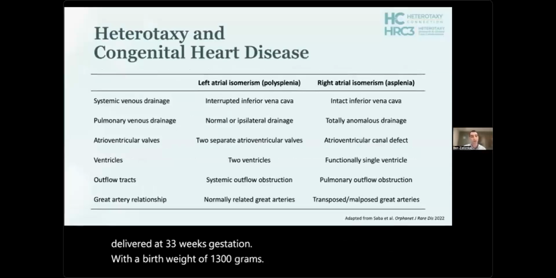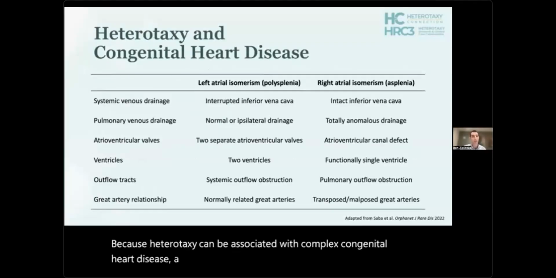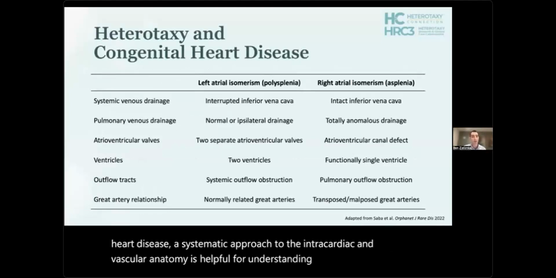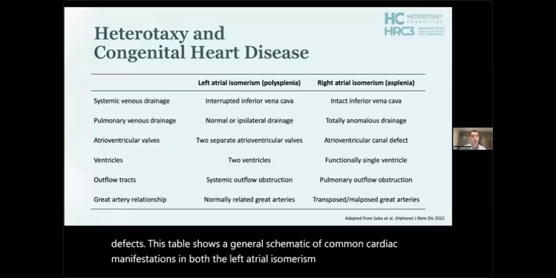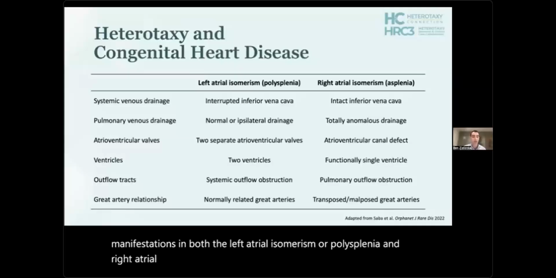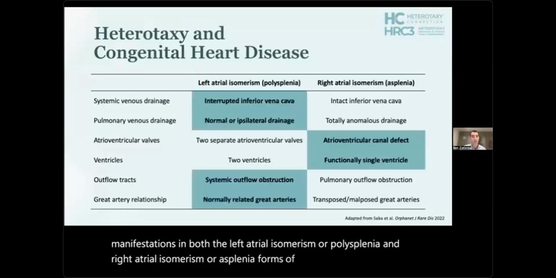Because heterotaxy can be associated with complex congenital heart disease, a systematic approach to the intracardiac and vascular anatomy is helpful for understanding the range of defects. This table shows a general schematic of common cardiac manifestations in both the left atrial isomerism or polysplenia and right atrial isomerism or asplenia forms of heterotaxy.